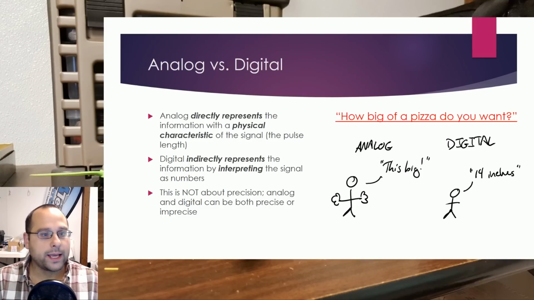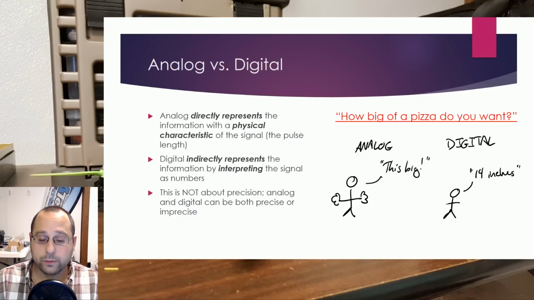With digital, I encode the information numerically. So with digital, I would say, how big of a pizza do you want? 14 inches. I want 14 inches. Now, you're probably thinking, wait a minute, no, digital is ones and zeros. And yeah, no, digital is ones and zeros. The ones and zeros are what we use to encode the information.